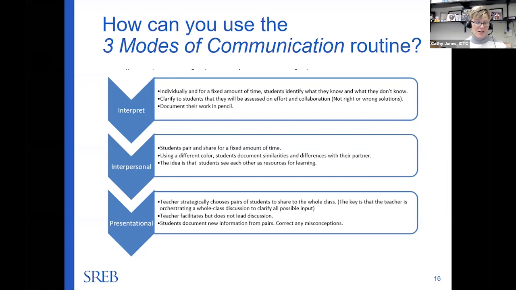The third section is presentational. And the teacher strategically chooses pairs of students to share to the class. So during that interpersonal phase, the teacher is walking around and seeing what groups are doing and showing what the teacher wants. So they specifically pick that group to present. And therefore the teacher is not presenting the material, but the individual students are presenting the material.